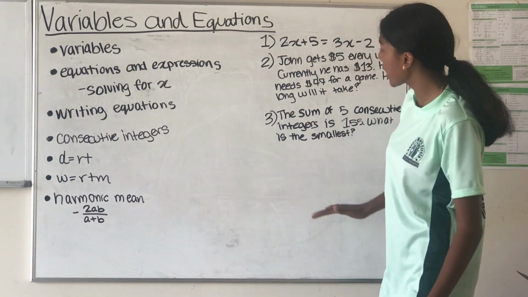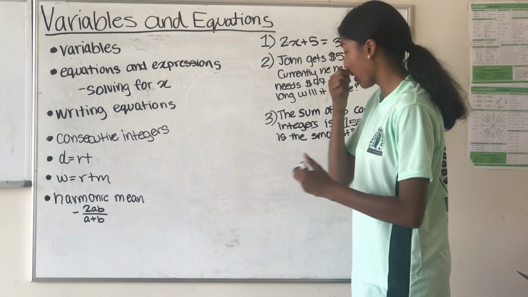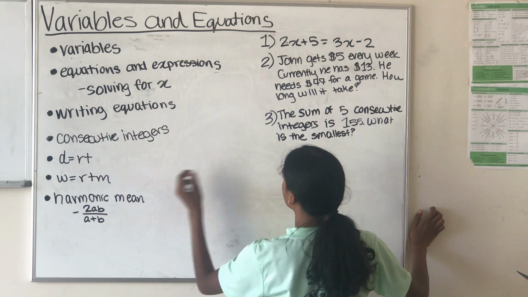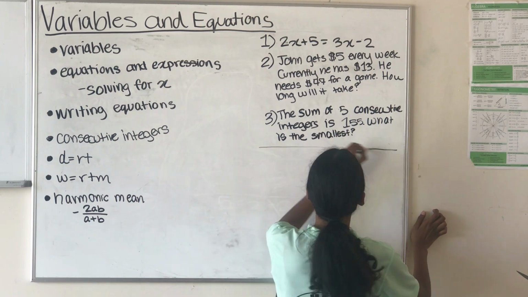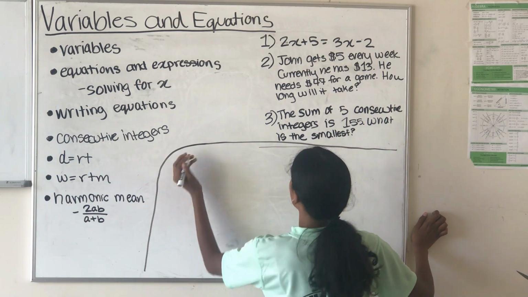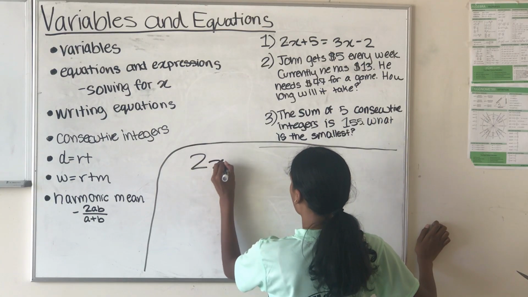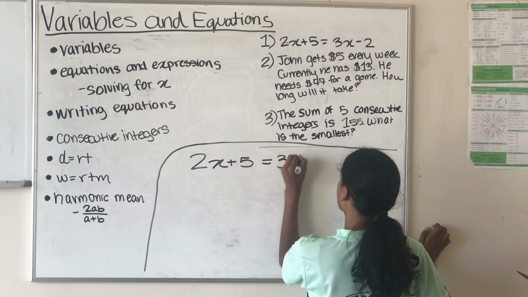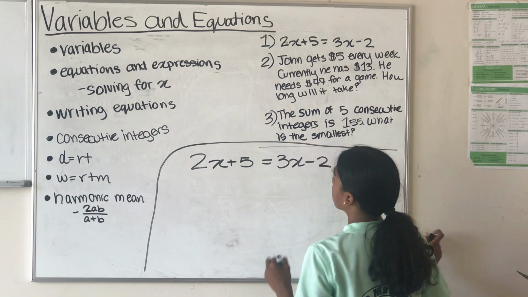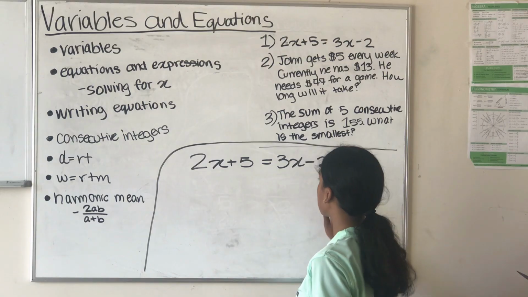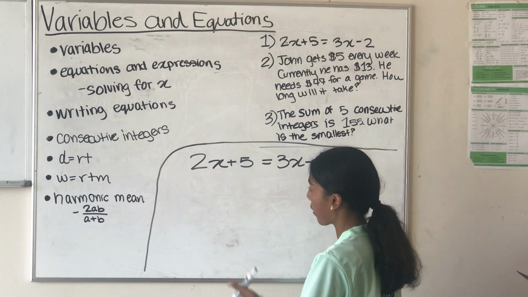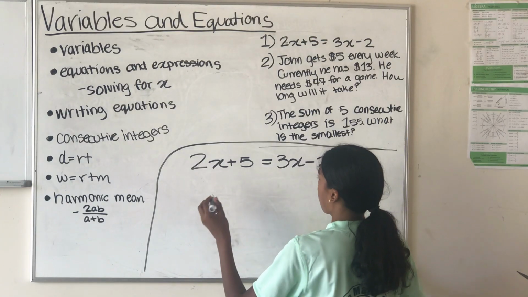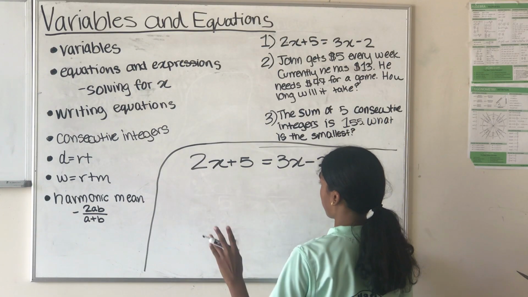So we're going to do these 3 examples, and let's start with the first one. We have the equation 2x plus 5 is equal to 3x minus 2. If you already know how to solve equations, I want you to try doing this on your own before I finish it.